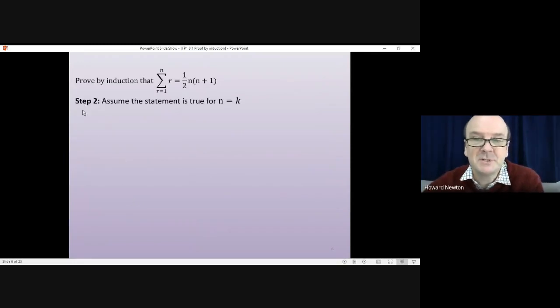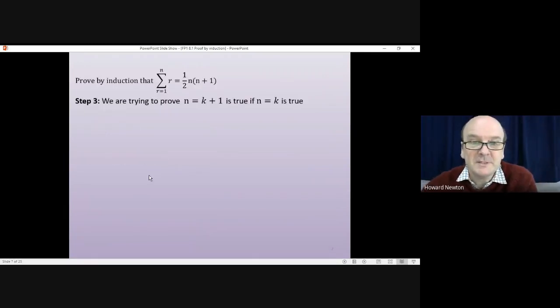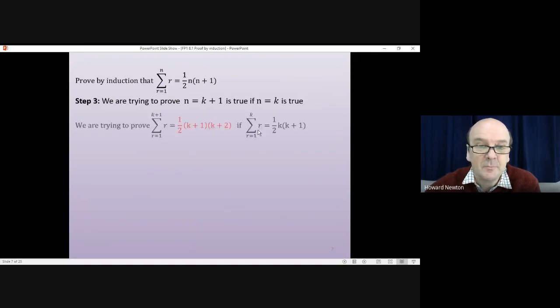Now we move on to step 2. We assume the statement is true for n equals k, some value. All that means is we substitute n equals k into this formula. Very little has happened there. Step 2 is straightforward. Now, step 3, that's where all the action happens. We're trying to prove that n equals k plus 1 is true if the previous term, n equals k, is true. So in this question, we're trying to prove this statement is true, the statement in red, if the previous statement is true when n equals k.